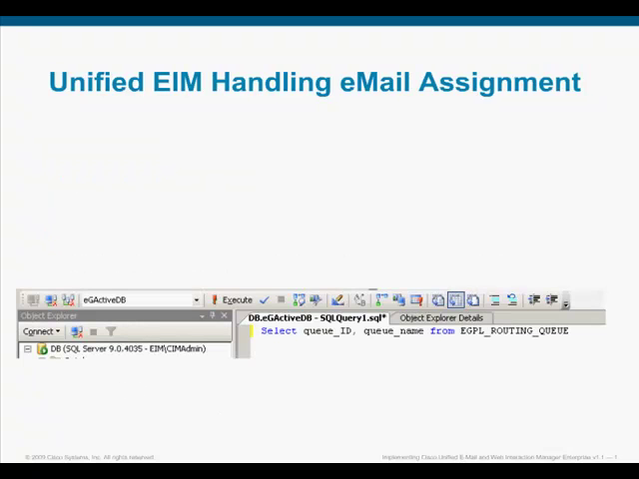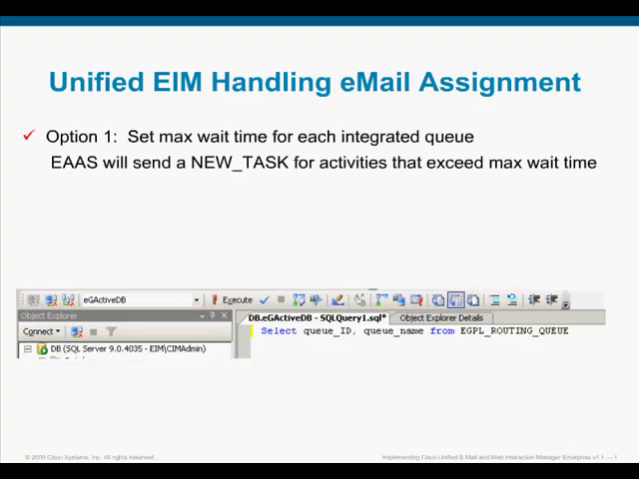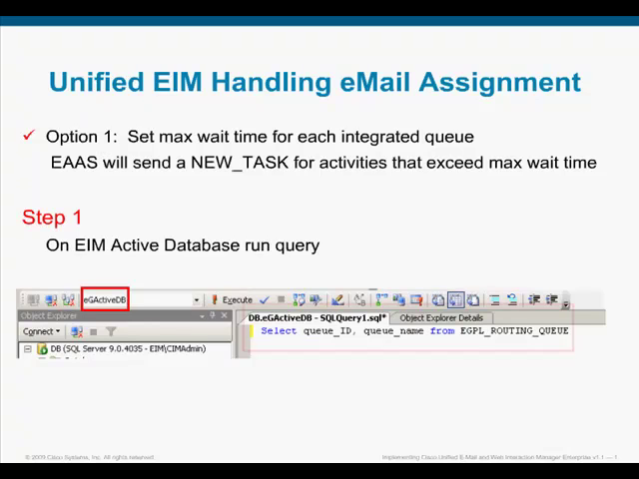Option 1 is to set the max wait time for each integrated queue. The EAAS will send a new task for activities that exceed this max queue time. Step 1 is to run a SQL query on the EIM active database. As the query shows here, you're going to do a select queue ID and queue name from the EGPL_routing_queue table.